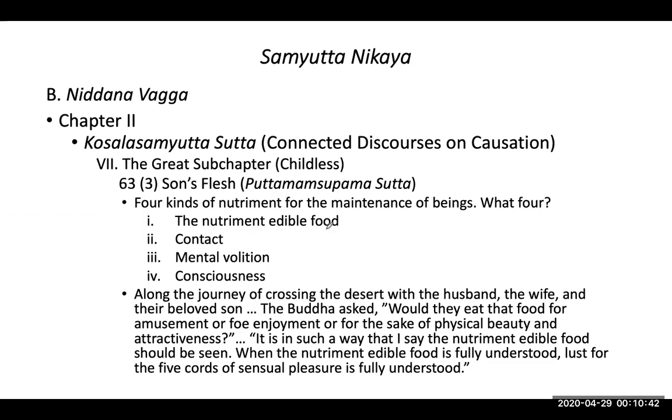So the Buddha provided a parable to the young bhikkhus. This parable is like this: a man and his wife set out on a very long journey through a desert. At the time, their beloved son accompanied them. So the man, his wife, and their beloved son all together took the journey through the desert. Halfway through their journey, they ran out of food. They were almost starved to death.